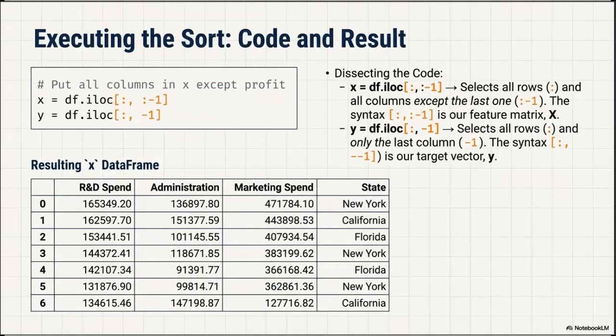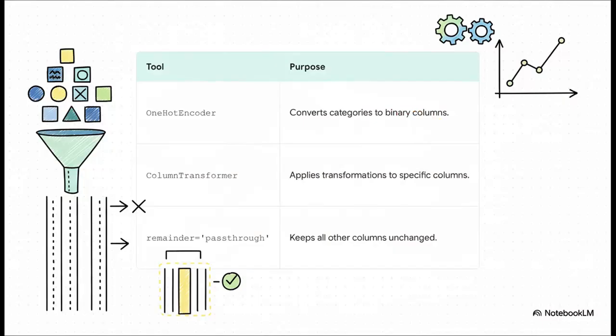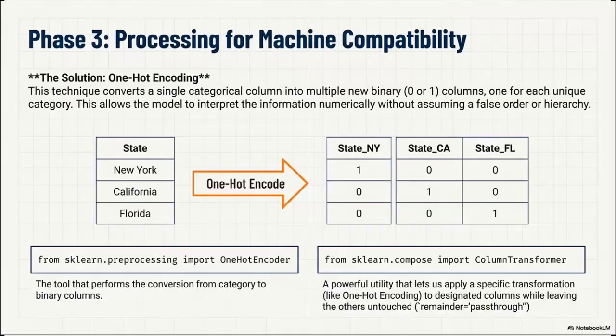And this brings us to a classic problem in data science. If you look at our state column, it's got text in it, New York, California, but our machine learning model is all about math. It has no idea what New York means. It only gets numbers. So how do we solve this? Well, the solution is a really clever technique called One-Hot Encoding. We bring in 2 tools for the job.